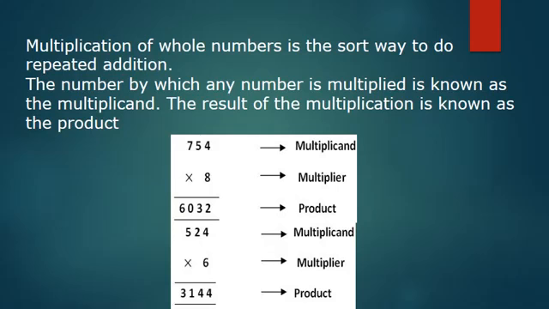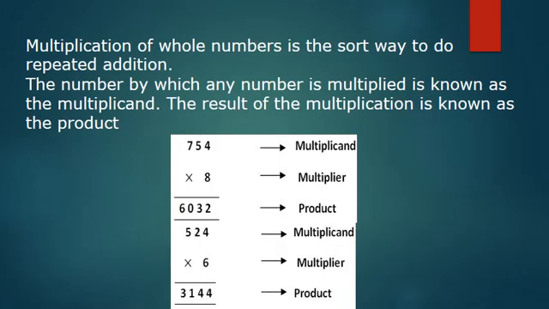Multiplication of whole numbers is the short way to do repeated addition. The number by which any number is multiplied is known as the multiplicand, and the result of the multiplication is known as the product. So see children, here 754 multiplied by 8, the answer is 6032. So 754 is the multiplicand, 8 is the multiplier and 6032 is the product.